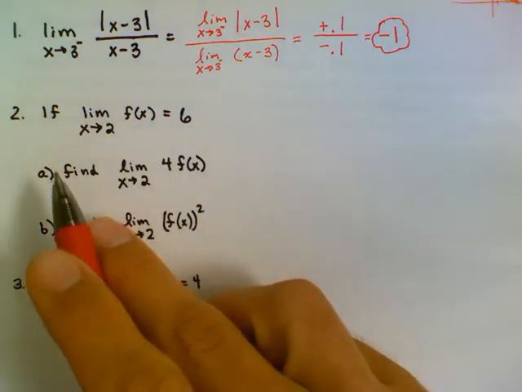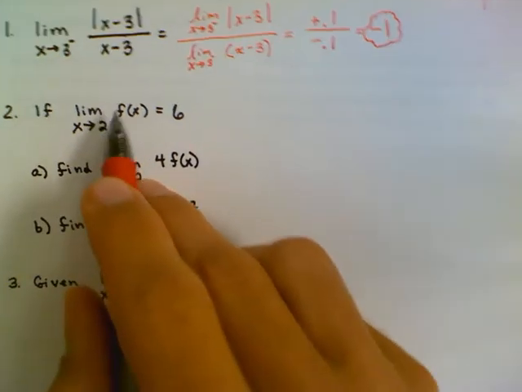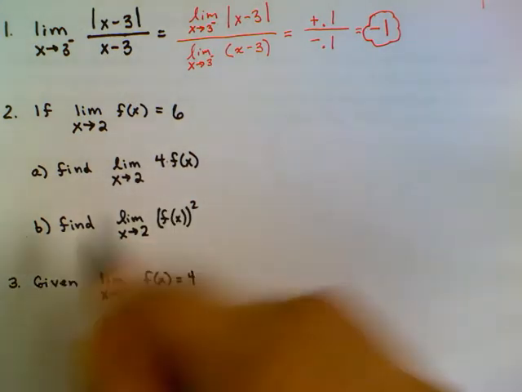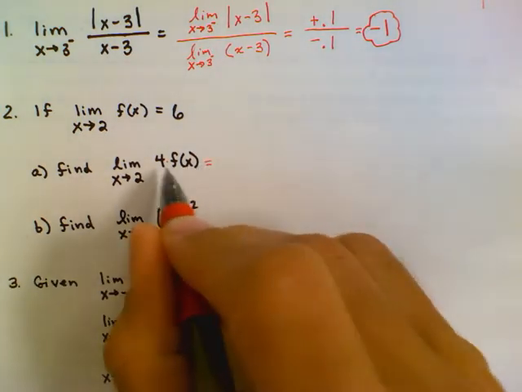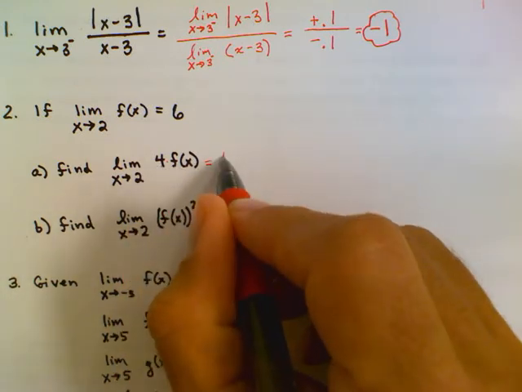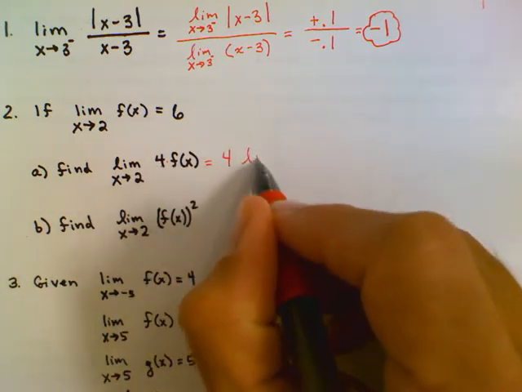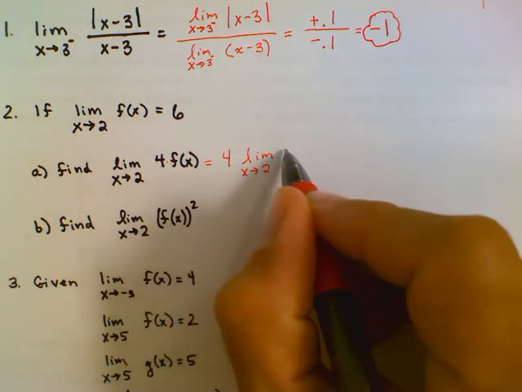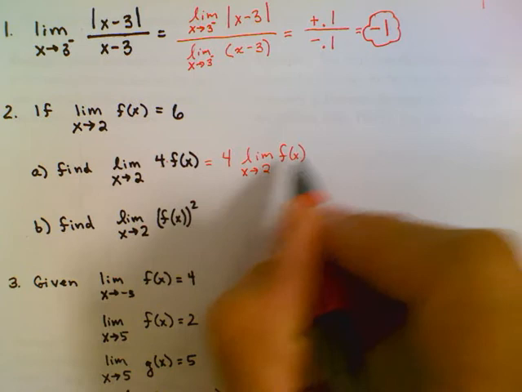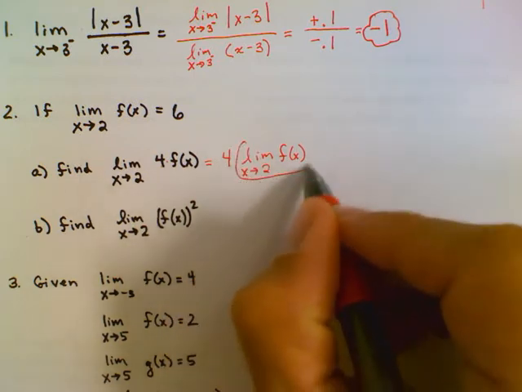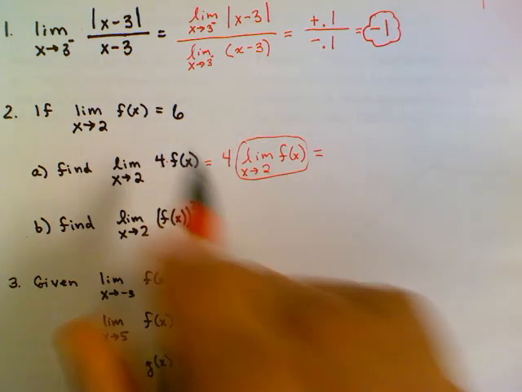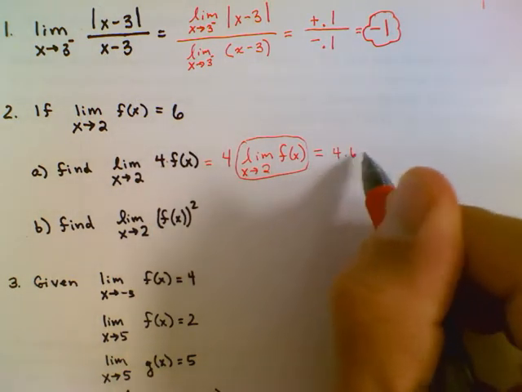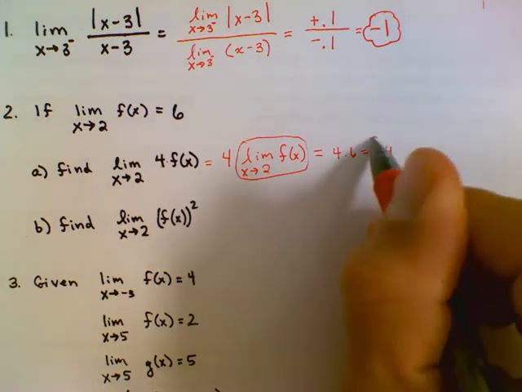So anyways, number 2 says that we're given this limit, and then I need to take a 4 and multiply it by that function. Well, if I have a constant times a function, then that's the same thing as the constant times the limit as x approaches 2 of that function. Well, we know that this part is 6 based on our given information. So 4 times 6 is 24, and I'm happy with that result.